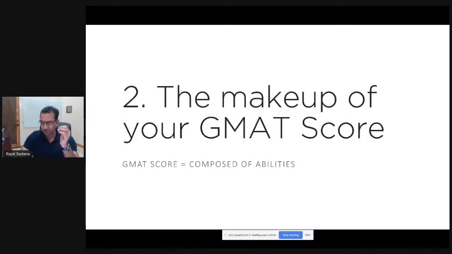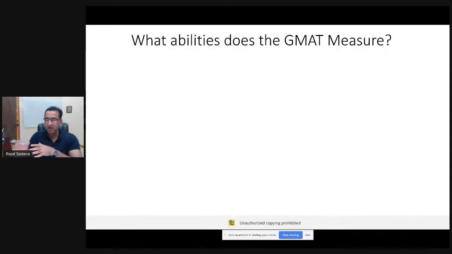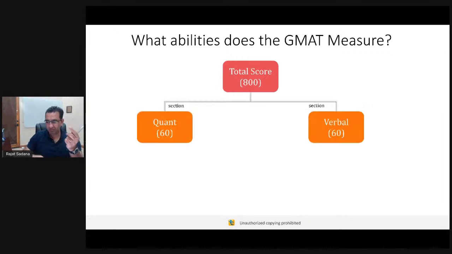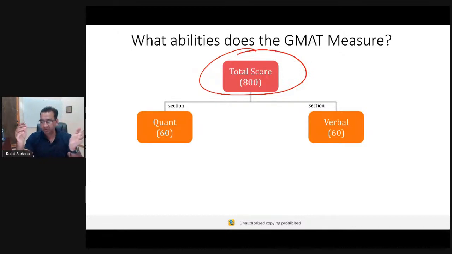Before we get to those case studies, I want to make sure you understand how your GMAT score is made up. What's the makeup of your GMAT score? The reason it's important is that if you don't understand this, it'd be very difficult for you to infer information from your ESR. So we're going to focus on your quant and verbal scores, or that score out of 800, or your quant and verbal scores out of 60. We're not going to focus on your IR, your AWA score, or any other piece.